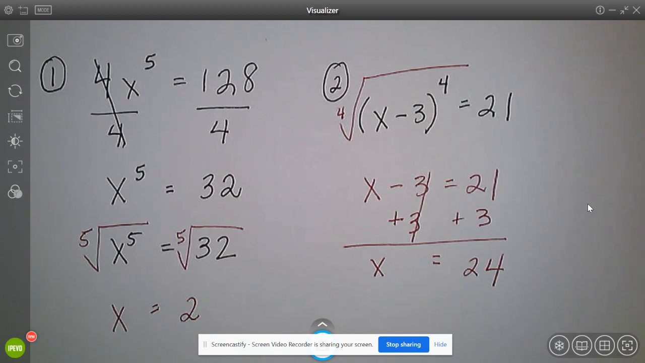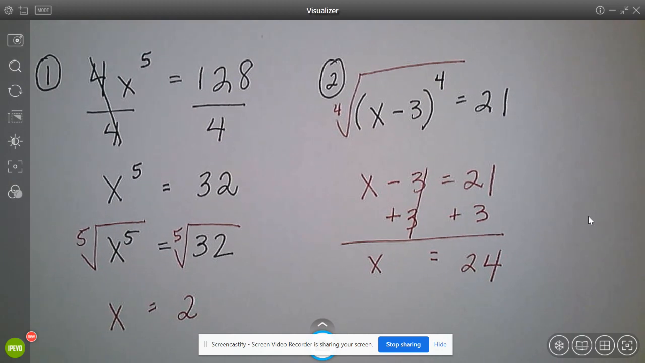So this is like a two-step algebraic equation from Algebra 1, but we're adding this extra step of understanding how to undo exponentials, or how to undo radicals, either way, because they kind of undo each other. So now you can move on to the big ideas practice.